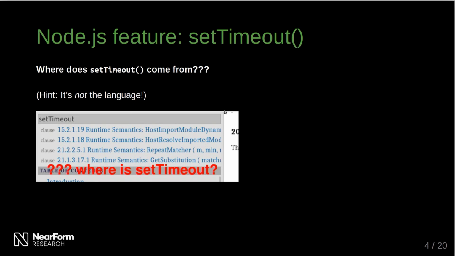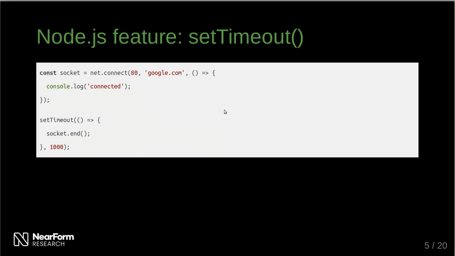Okay, so first of all, setTimeout. Where does that actually come from? A lot of you might be thinking, hey, setTimeout is part of JavaScript, right? But if you look into the JavaScript spec and look for setTimeout, you get stuff about modules, stuff about regex matches, but there's no mention of that. And if you think a bit more about it, it kind of makes sense. Let's take a look at this code example. We create a socket, we try to connect to a server, and we set a timeout with 1,000 seconds.